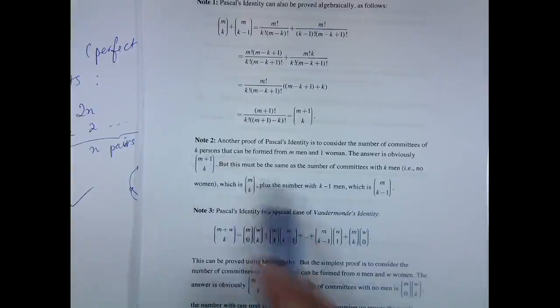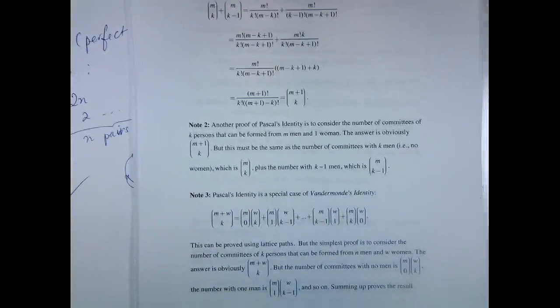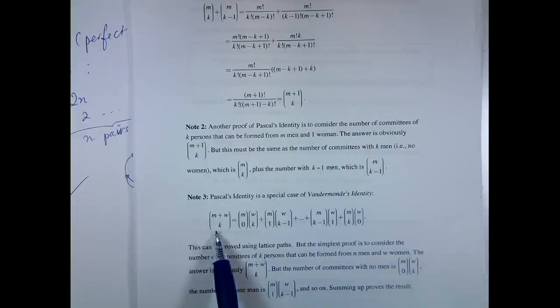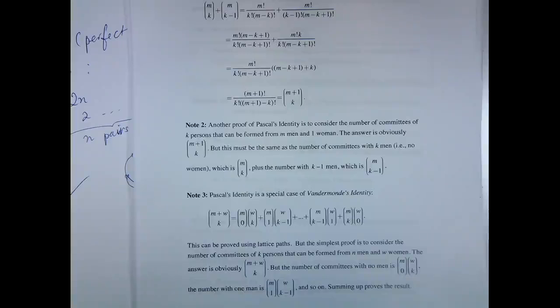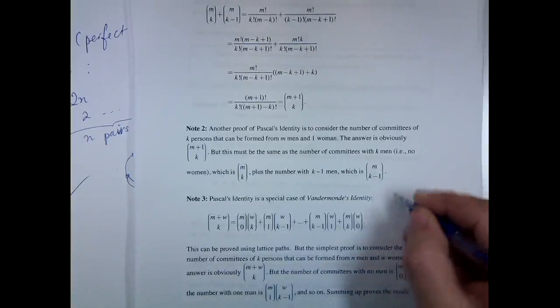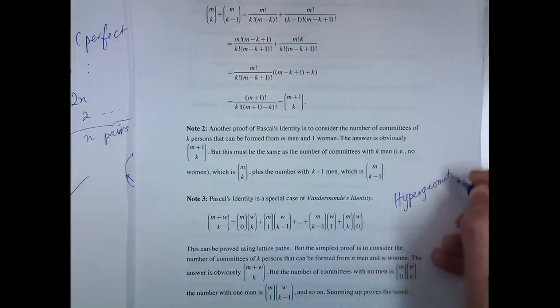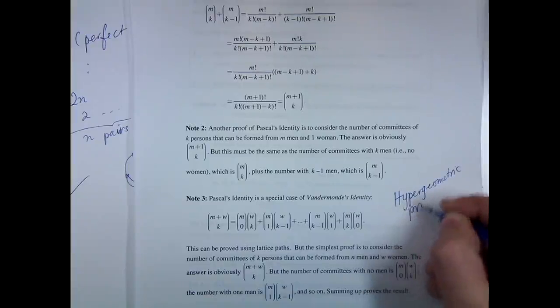Okay, and note 2 is exactly what I just said. Vandermonde identity. Naturally it can be proved using lattice paths, but the simplest proof, indeed, you can talk about committees, or you can just think, men and women, choose k of them. By the way, there's actually something called the hypergeometric probability distribution, and I think we'll even do it later.